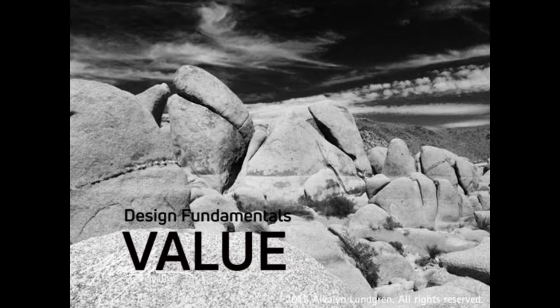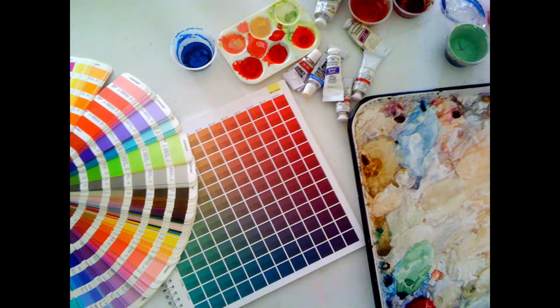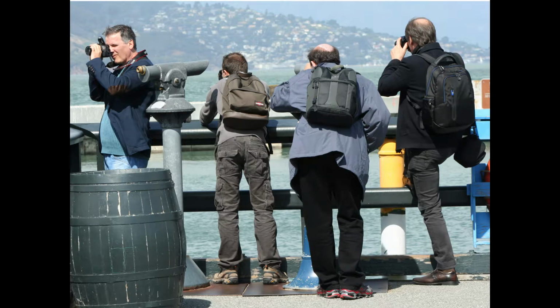Value is simply the perception of lightness or darkness of a color. It is not the same thing as brightness and dullness. So bright, dull, light, dark, those are different contrasts, different properties. A color can be light and bright, and dull and light. Value relationships are how we see form. We don't really need chroma to perceive form.